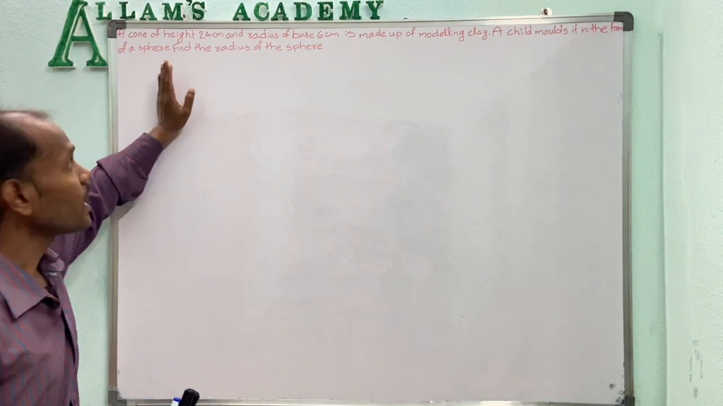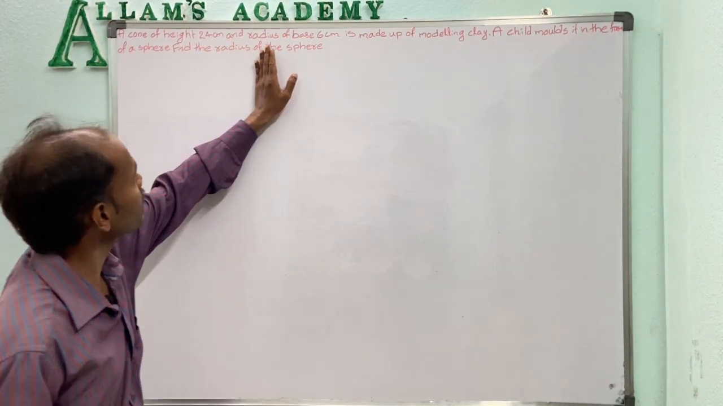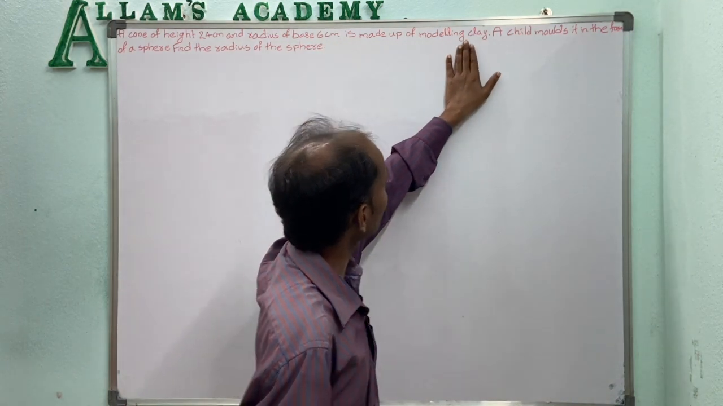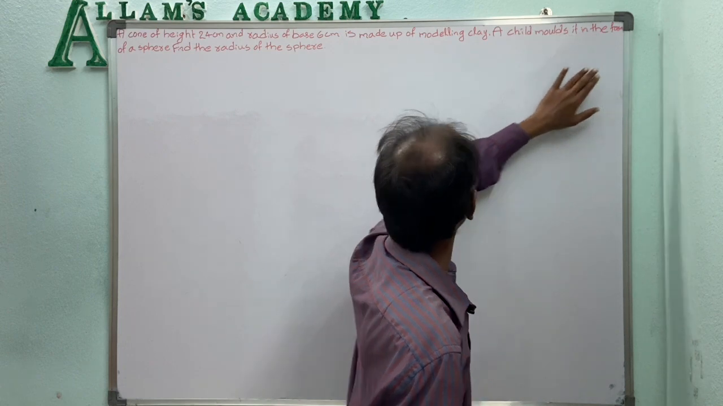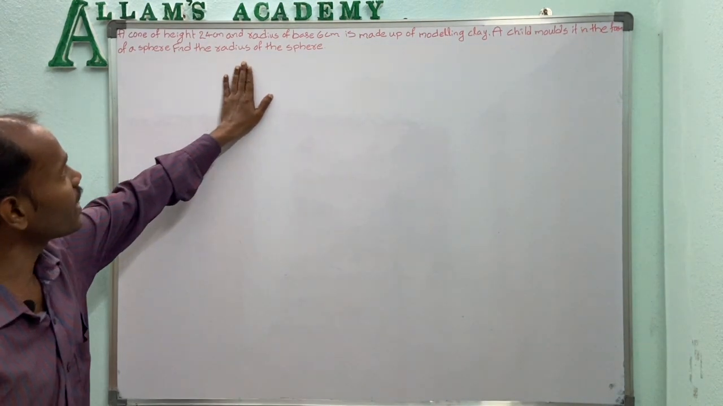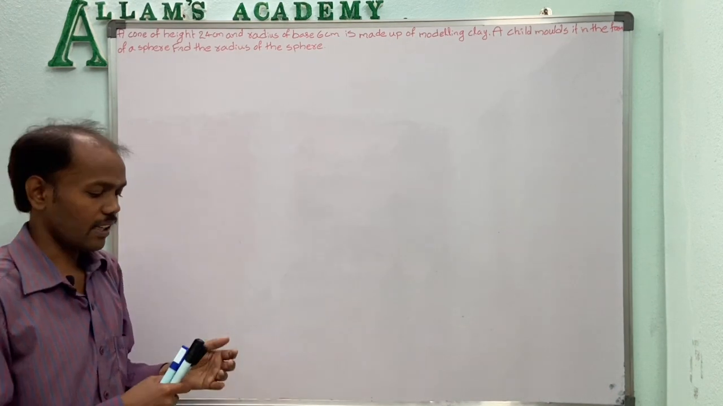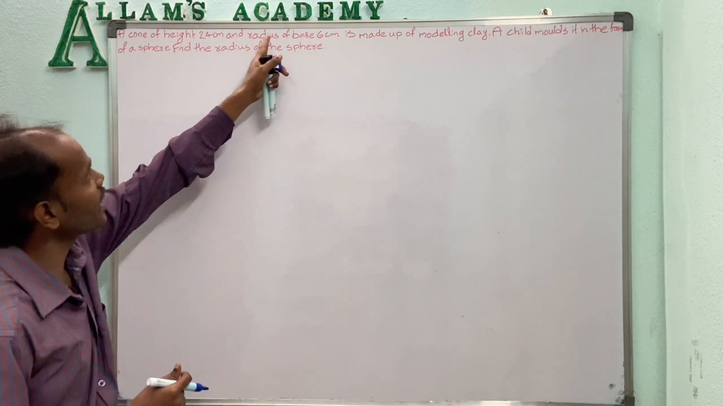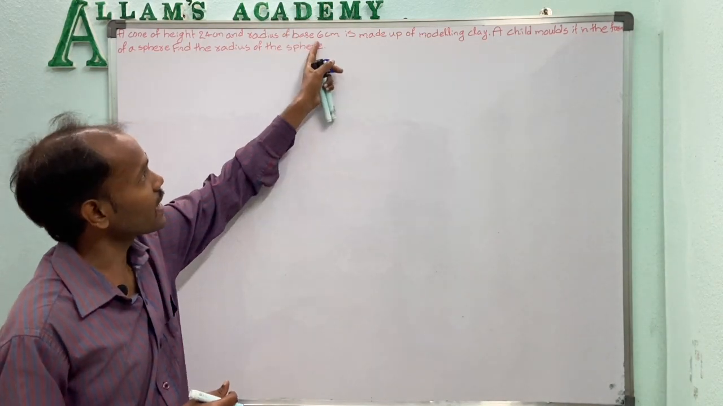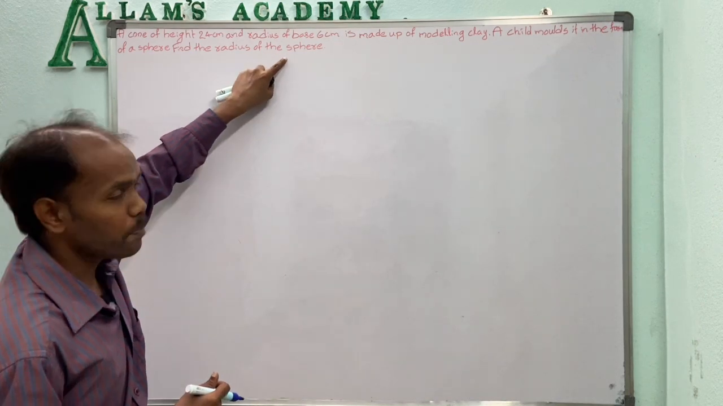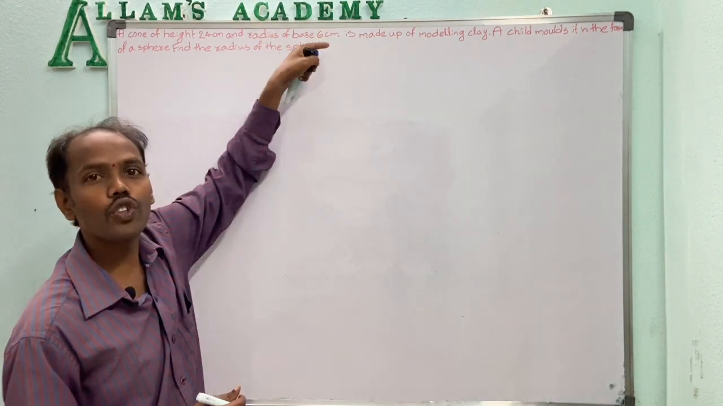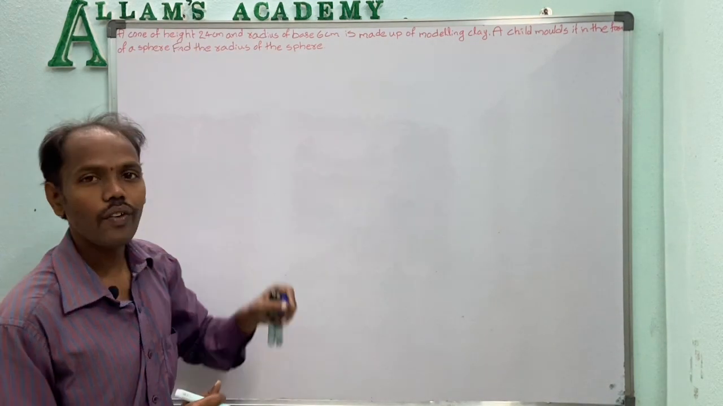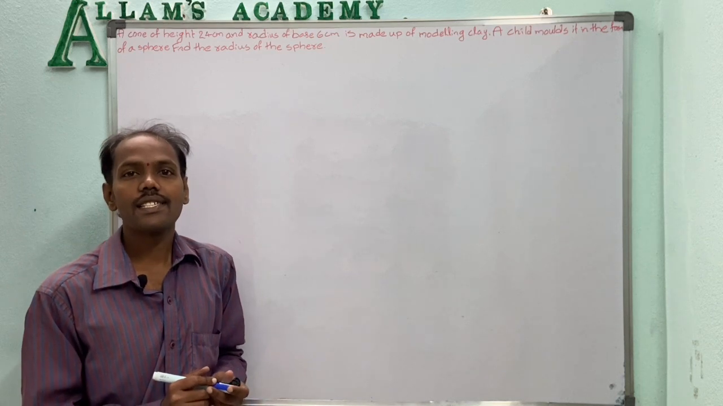The next problem: a cone of height 24 centimeters and base radius 6 centimeters is made up of modeling clay. A child molds it in the form of a sphere. Find the radius of the sphere. Here a cone's height and base radius are given, and it is turned into a sphere. That means both volumes are equal. So the volume of the cone is equal to the volume of the sphere. Then we can solve the problem.